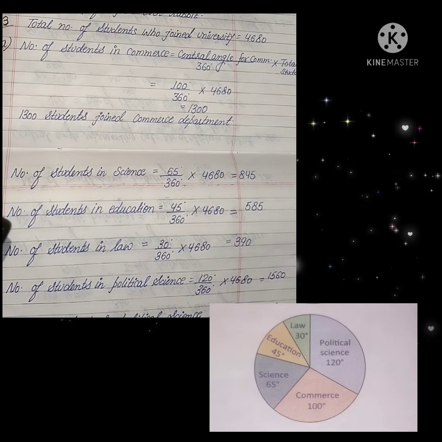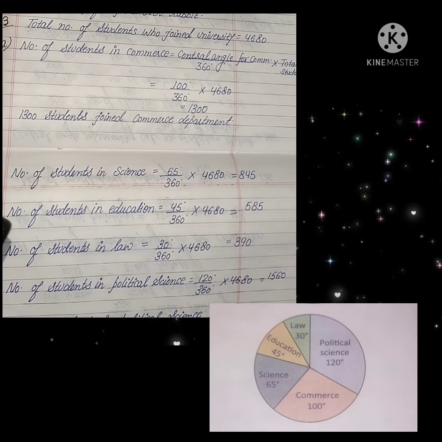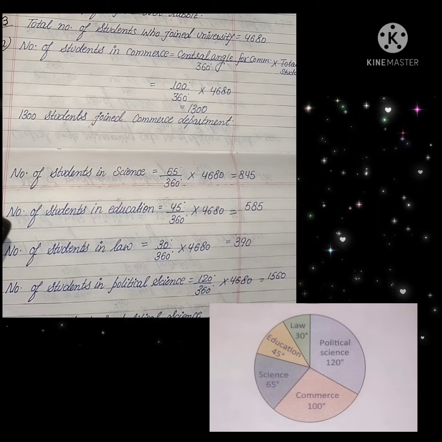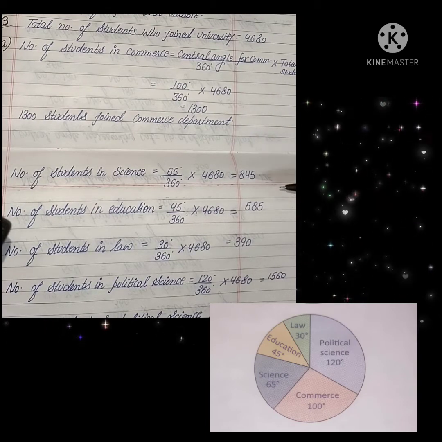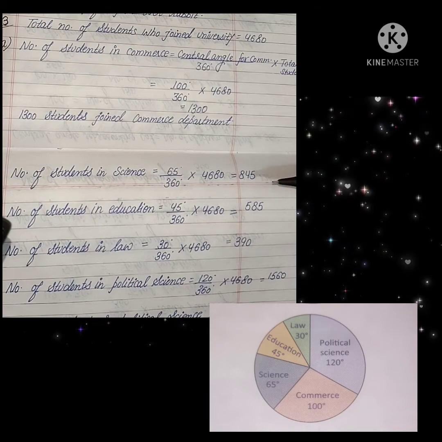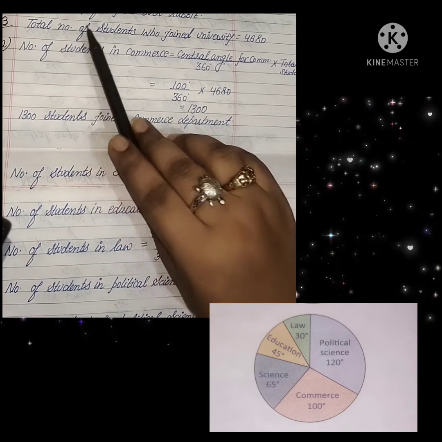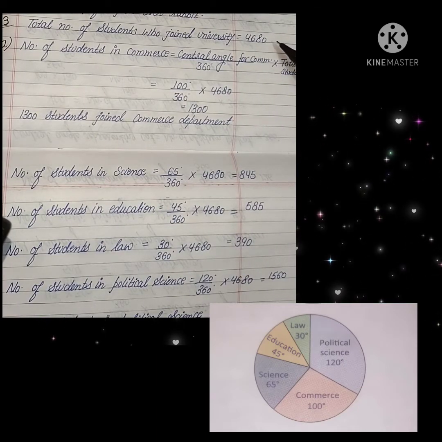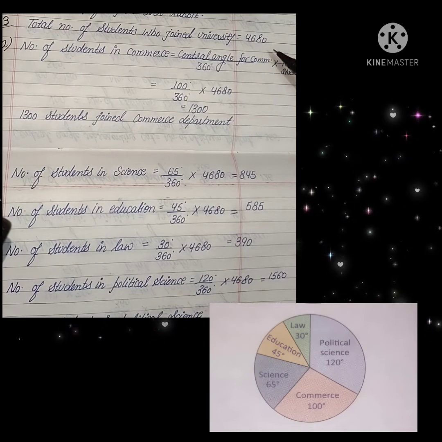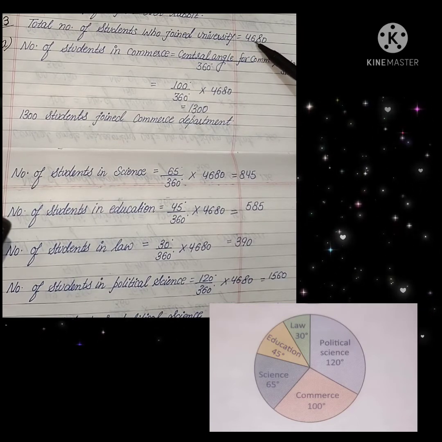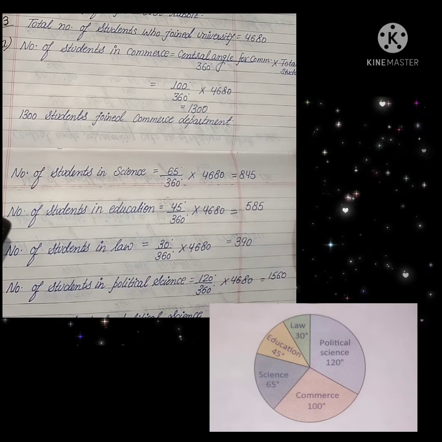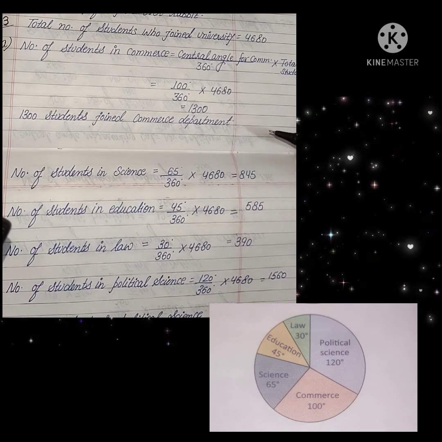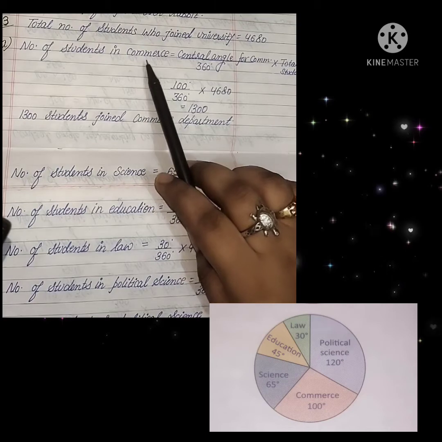Students, in previous question I explained how to draw the pie chart by using the given data. Now we will discuss how to find the values by given pie chart. For the given pie chart we have been given total number of students. As you see in the given pie chart, different departments students got admission, and total 4,680 students got the admission in state university, and we have to find the number of students in each department. So let us find the number of students in commerce.